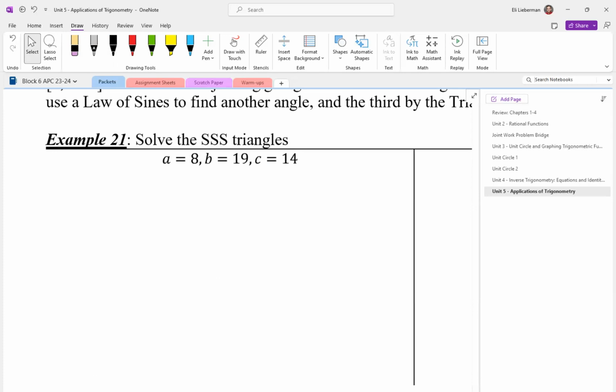So SSS, again, if you try to use law of sines, and there's no angle here, you're going to have problems. We're going to be using law of cosines, and I'm going to tell you exactly which one to find first. When given a choice, find the largest angle first. Is that right? Yeah. Okay. Find B first. Angle B. And I'll talk about that after we finish the calculation.